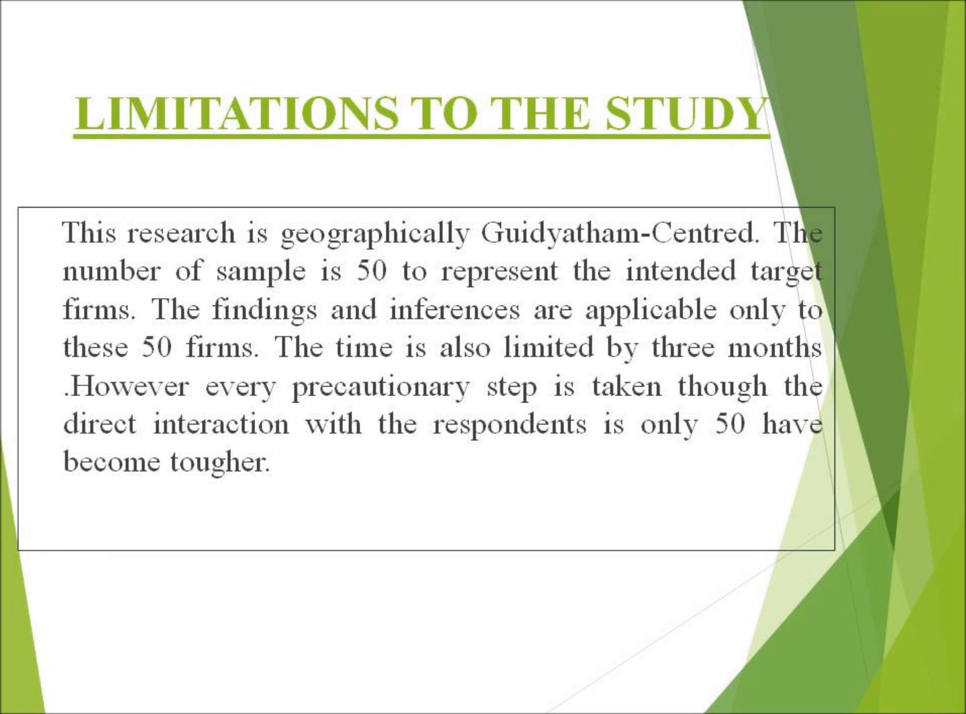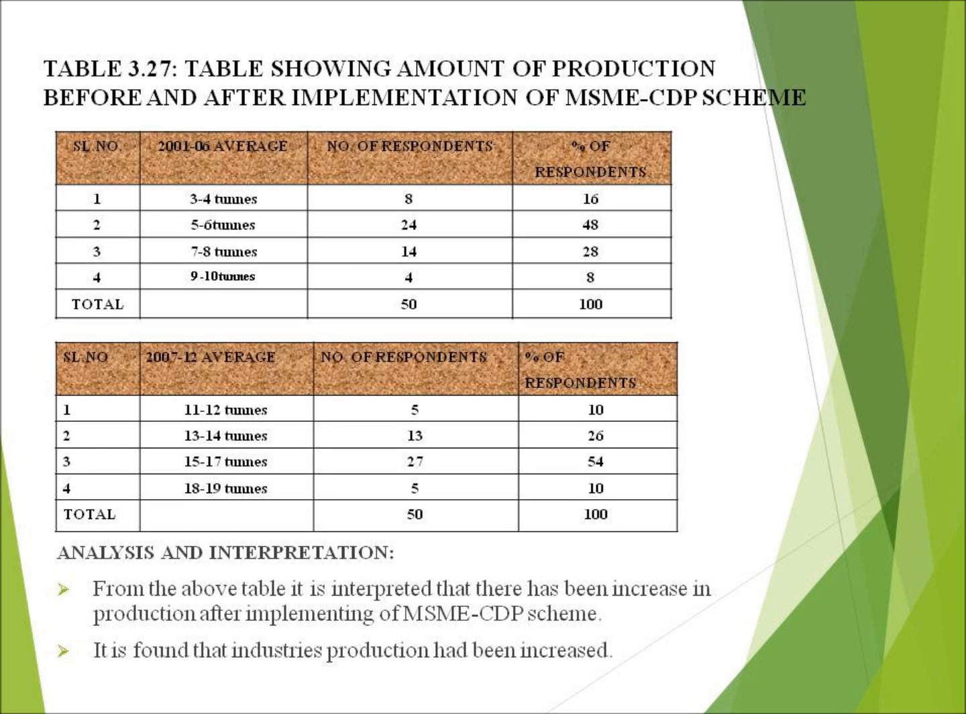Limitations of the study. This research is geographically limited to the Gudiyatham center. The number of samples is 50 to represent the entire target firms. The findings and inferences are applicable only to these 50 firms. The time is also limited to 3 months. However, every precautionary step was taken, though the direct interaction with only 50 respondents became tougher.